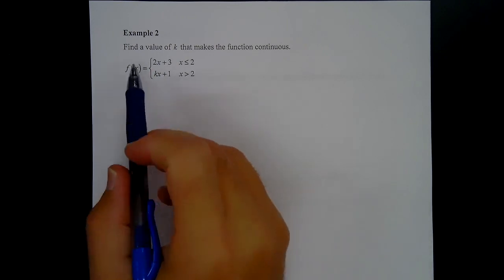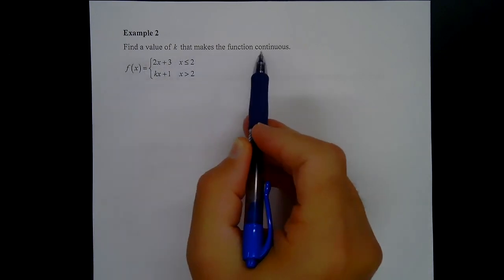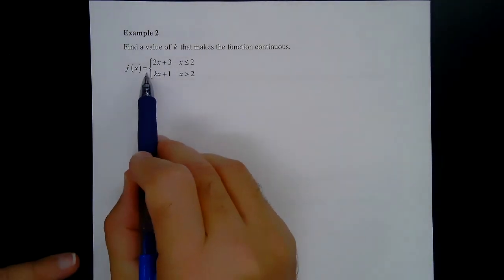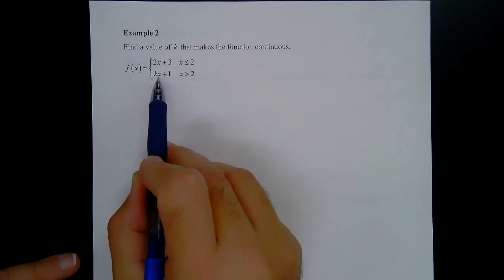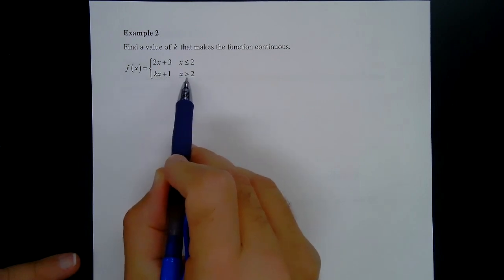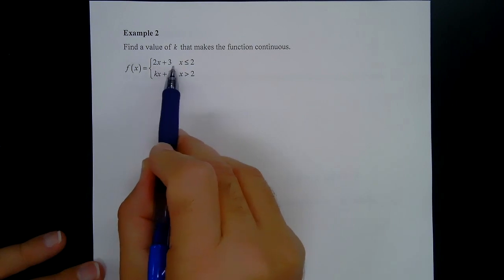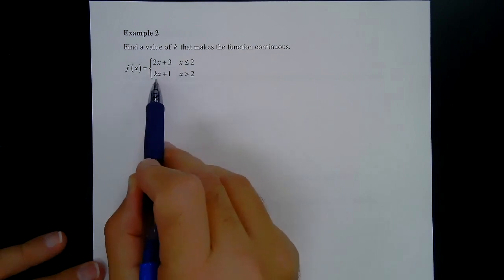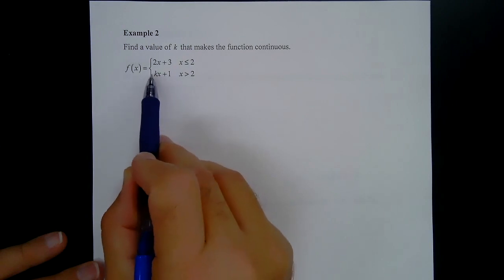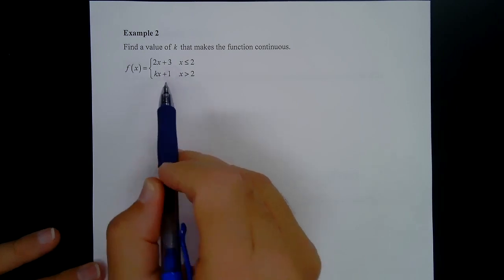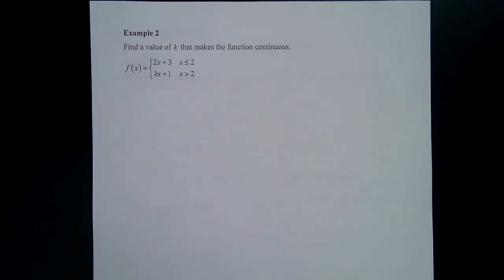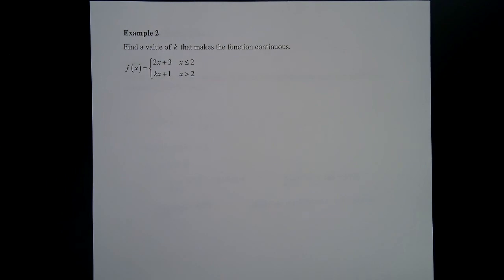All right, so find a value k that makes the function continuous. So f of x is equal to 2x plus 3 when x is less than or equal to 2. It's k times x plus 1 when x is greater than 2. I know it's kind of close together, okay? So 2x plus 3, that's a line. Kx plus 1, that's also a line because k is just going to be some number, and some number times x plus 1 would be a line. So these are two lines coming together, right? And so these lines have to meet up.